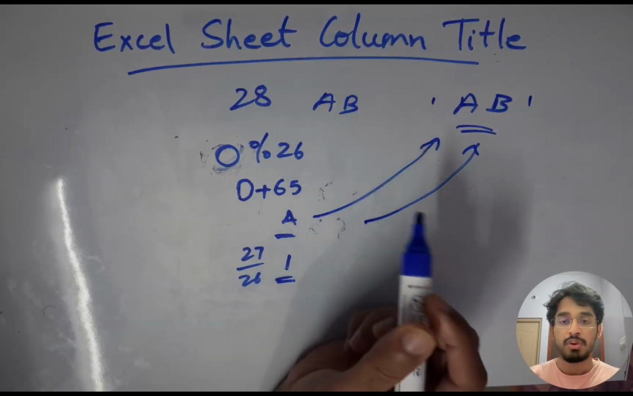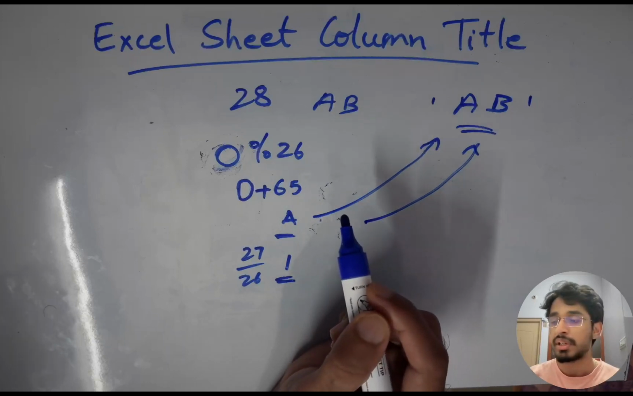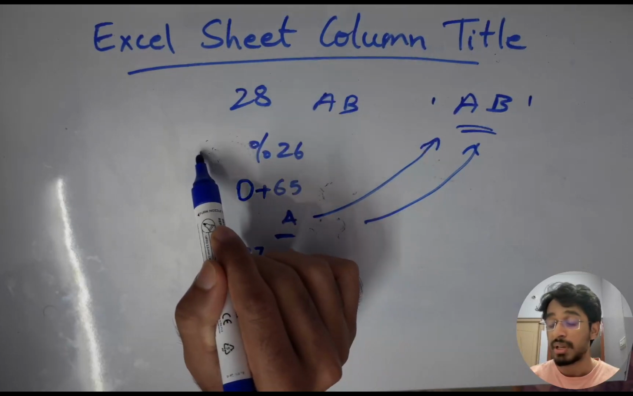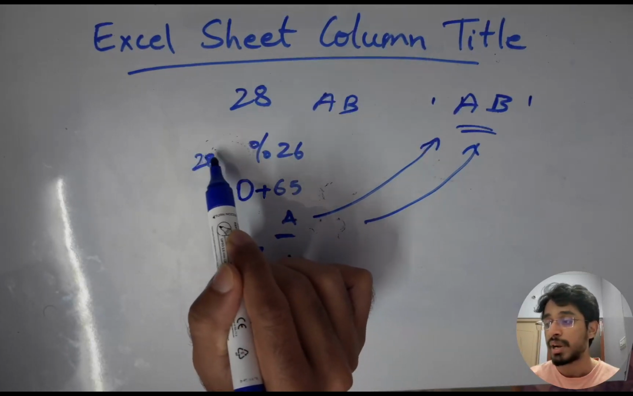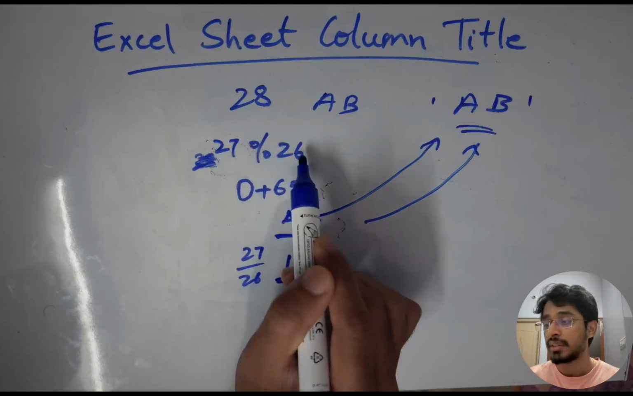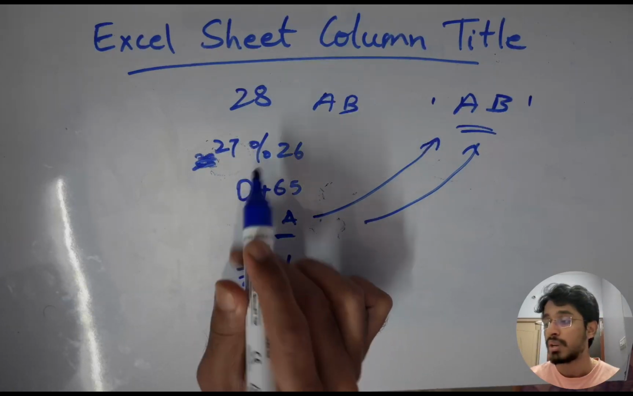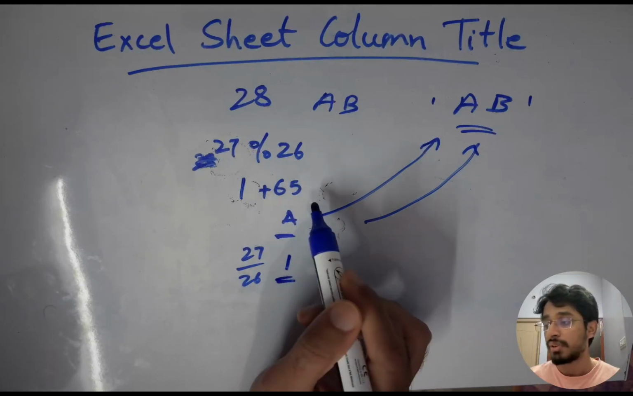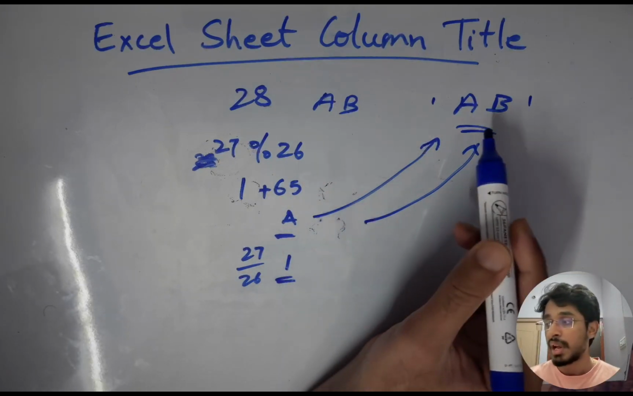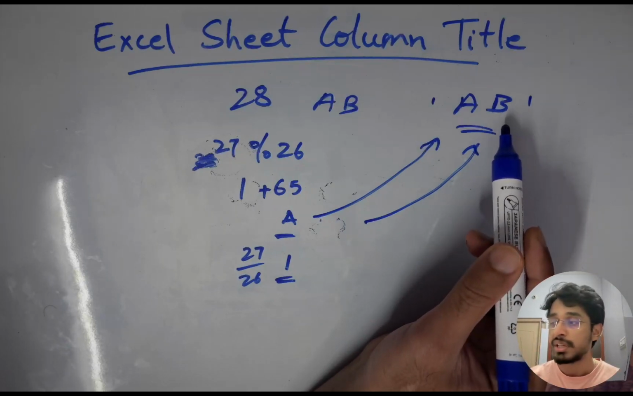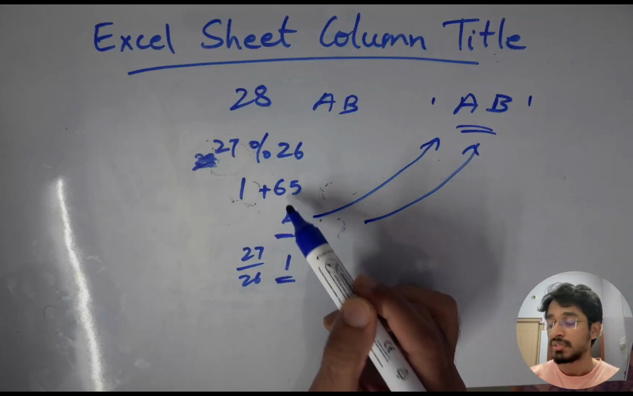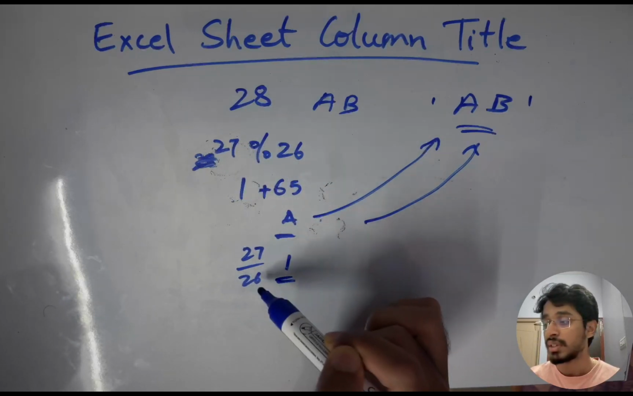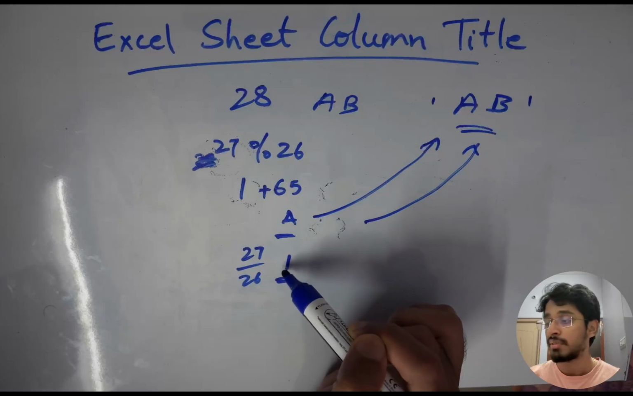I hope you understood this particular logic. I'll just repeat once again. First we need to take the modulo of this number. First it is 28, and you need to convert that to 0 base, so we subtract 1, that becomes 27, and take the modulo of that with 26, so this becomes 1. Then we add 65 because that is the character code of A, and we calculate the character code, so that becomes B, and push that to the last of the string. Then we divide the column number, that is 27, by 26, and whatever column number we have, we update that.